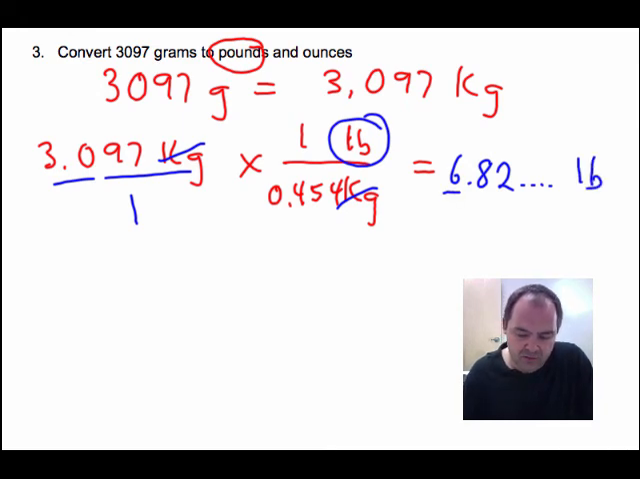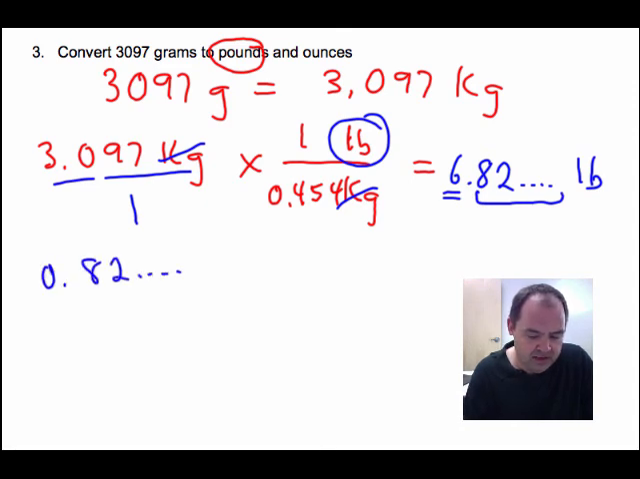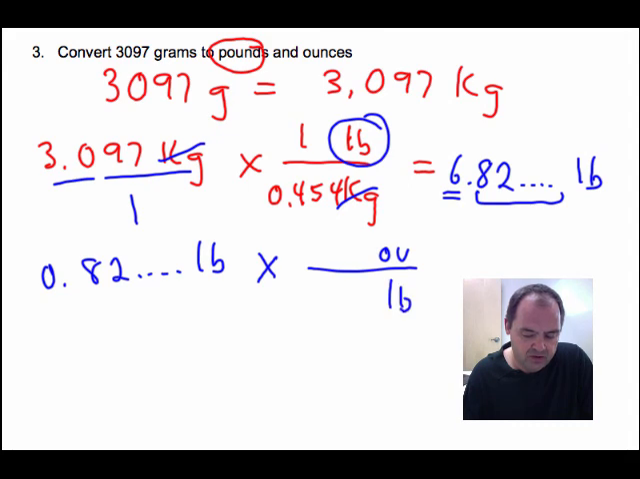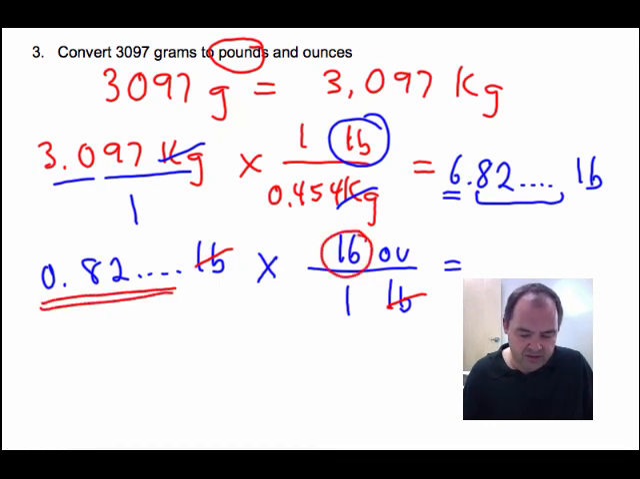So we have 6 full pounds, and we have a portion of a pound which we can best express in ounces. So let's take the fractional portion, 0.82 and a bit pounds, and let's convert this into ounces. So we have ounces on the top, pounds on the bottom, and the formula sheet tells us that there are 16 ounces in 1 pound. Units cancel out. We have the number 0.82 and a bit multiplied by 16.